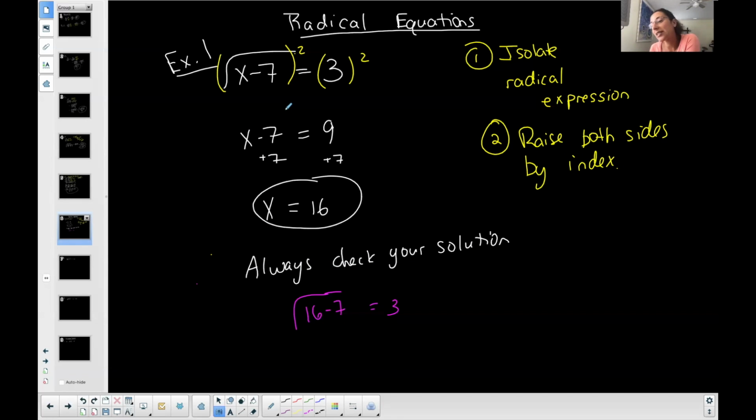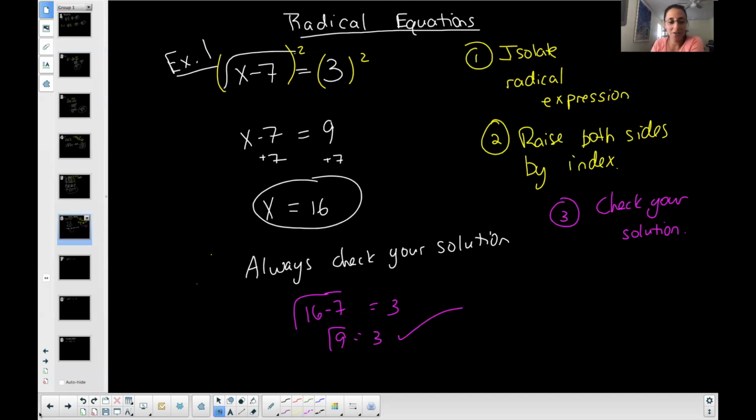I'll do an example in the next video where you might solve it, get a solution, plug it in, and it doesn't work. That happens sometimes with radical equations. But in this case, this works, boom, it's done. So this is my solution. No problem with that solution. So I solved it: raise both sides by the index, and then check your solution. Always, if it's a radical equation, check your solution. You don't have to write out the check. You could visually check it, but whatever makes you comfortable.